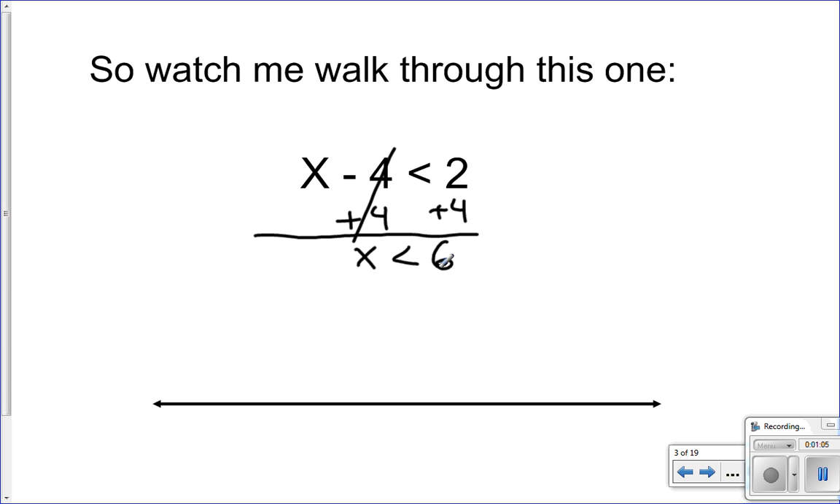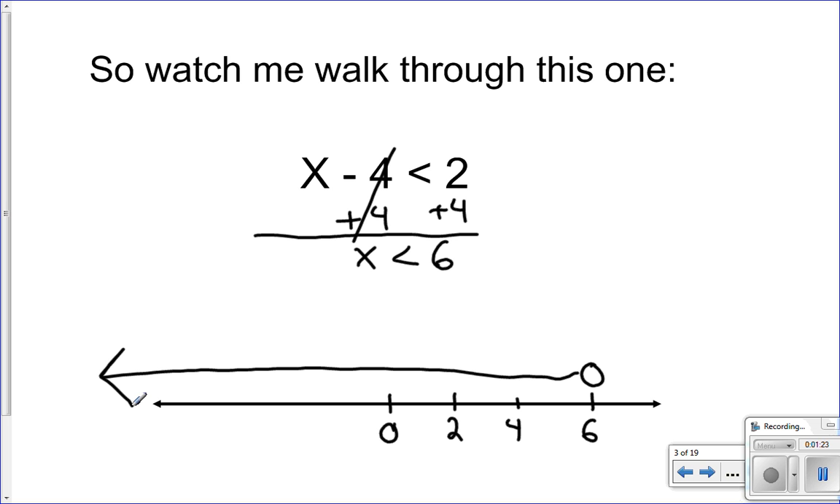So on your number line, you come down here, you can write 0, 2, 4, 6. And since x is less than 6, it's going to be an open circle. And it's going to be everything to the left of it.